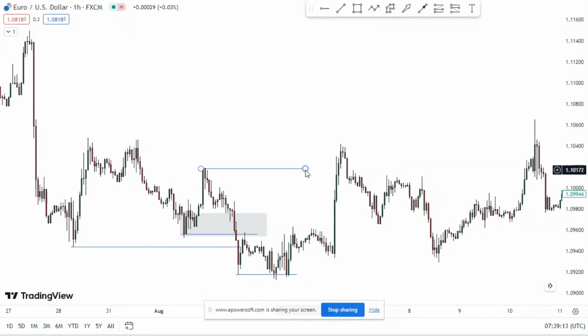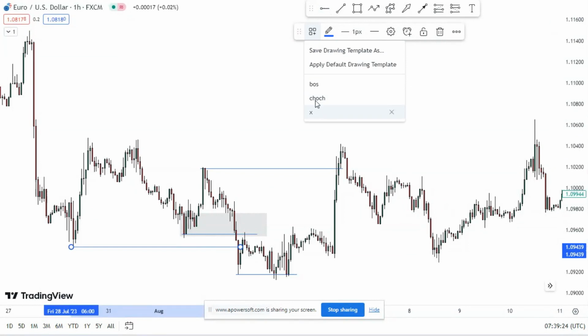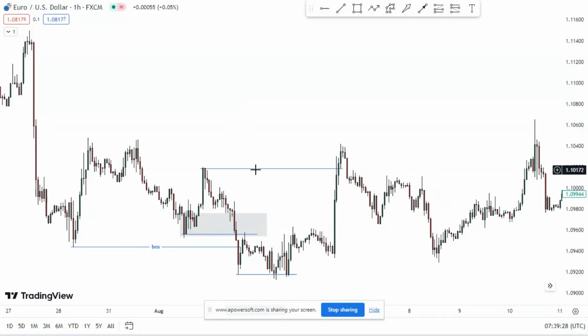So now we are mindful about what is happening here. If we break structure here, let me illustrate. When we break structure there, that is our break of market structure, and then we come and break and close above.